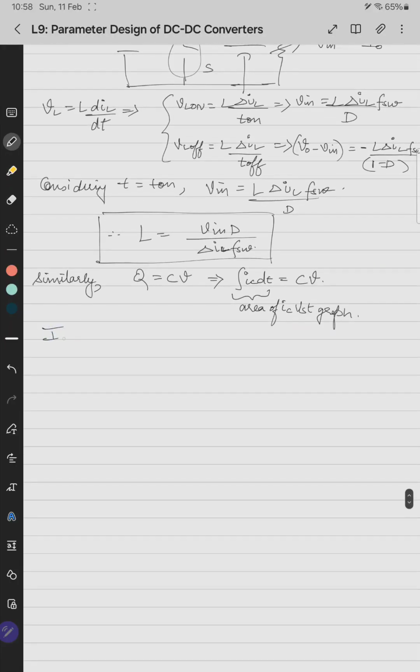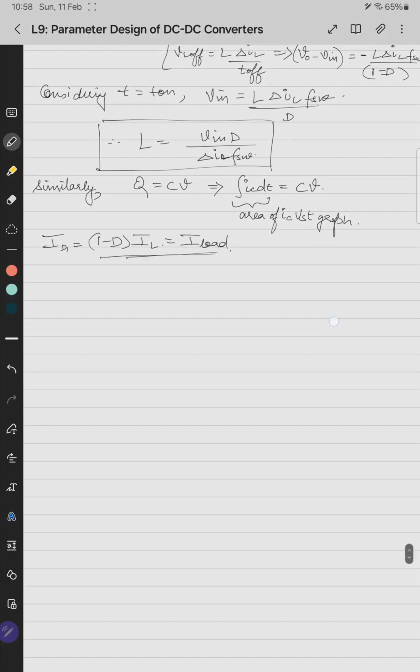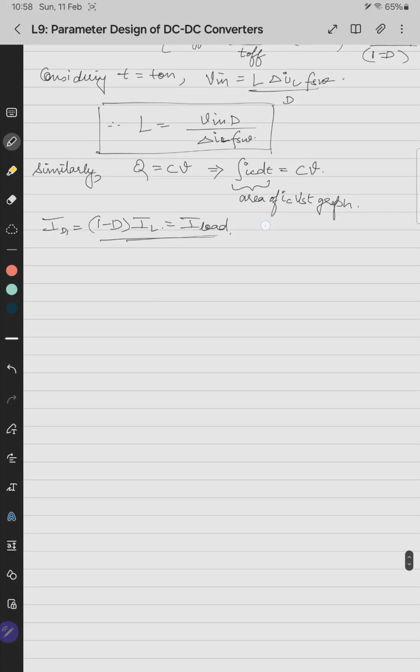This we can write ID1 equals 1 minus D times IL. This is the average value of the current. This goes to the load, so that equals the load. This statement is also verified using the amp second balance, which we have already derived. So the nature of ID will be the same as in the off time, but the only thing is that the waveform is shifted down. By what value? The waveform is shifted down by V naught by R value.